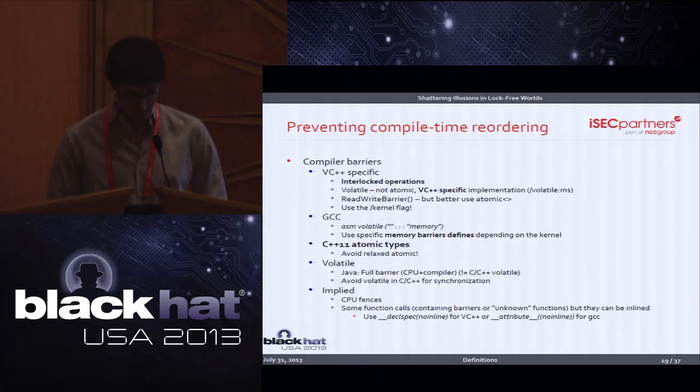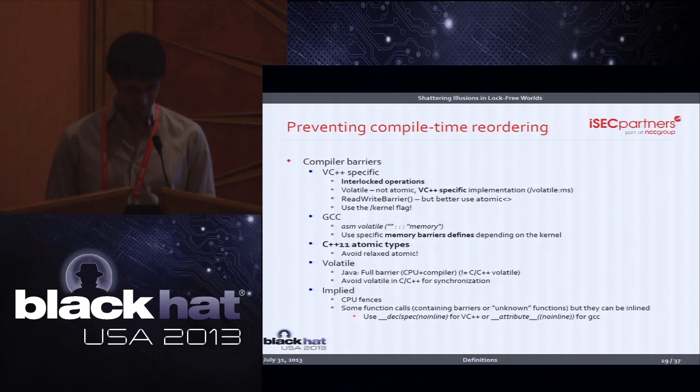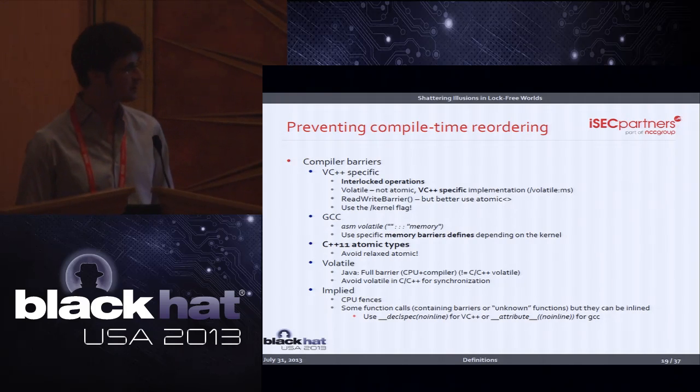Developers oftentimes use the volatile keyword as a compiler barrier, but this is not atomic, and it's kind of implementation dependent as well. So it's not really recommended to use it for synchronization purposes. This volatile keyword is completely different from the one used in Java or .NET. The one used in Java acts as the C++11 atomic type, which is a full memory barrier.